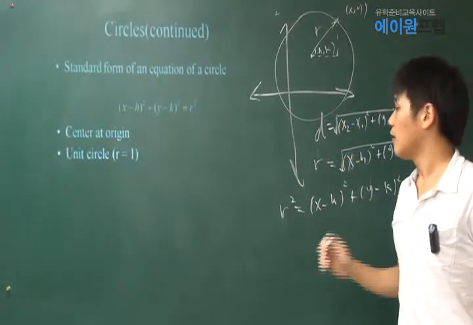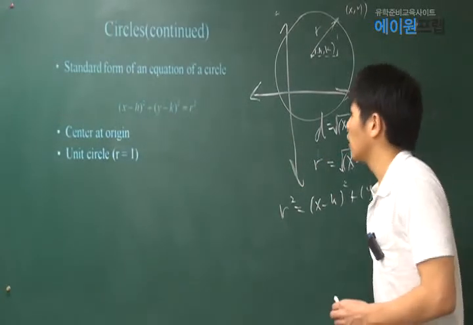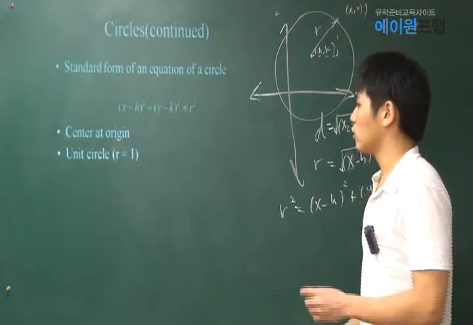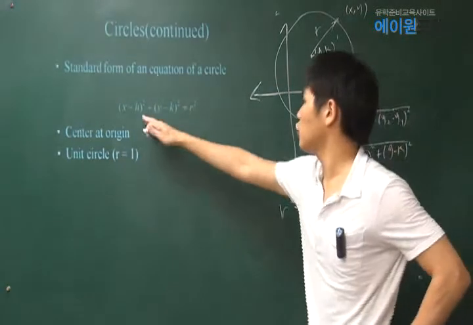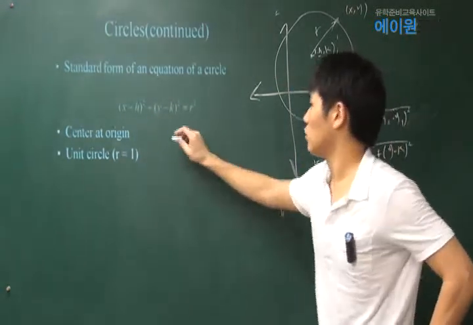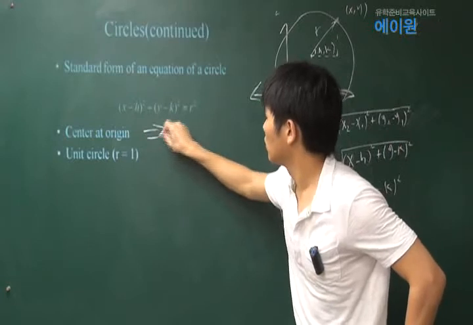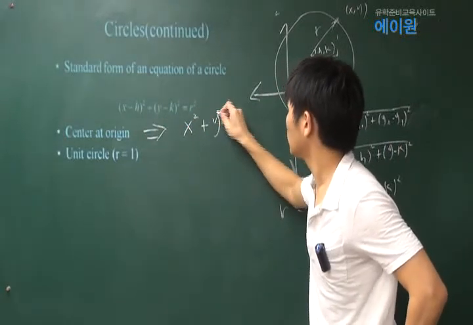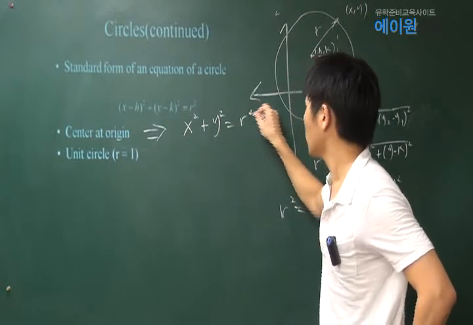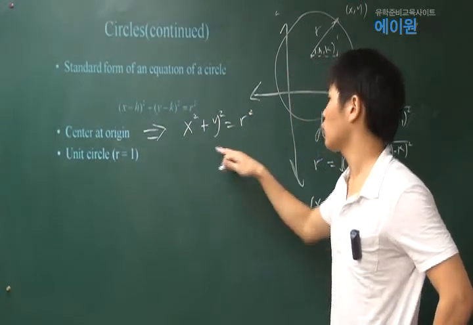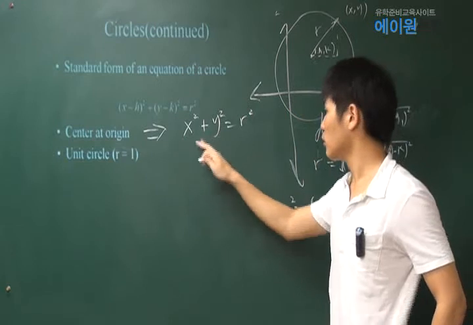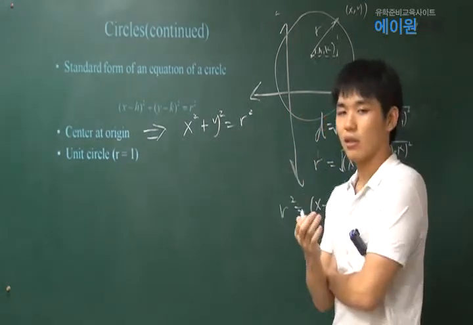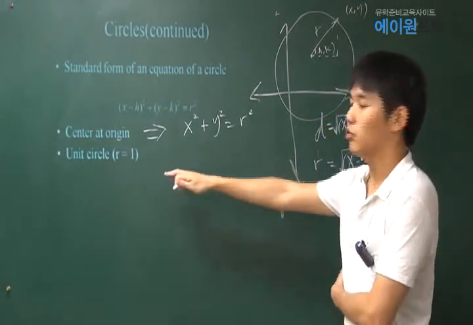Okay? Now, let's say we have the center at the origin. So if we have the center at the origin, that would make h and k what? 0, 0. So this would be x squared plus y squared equals r squared. If the center is at the origin, the circle equation becomes x squared plus y squared equals r squared. Simple as that.